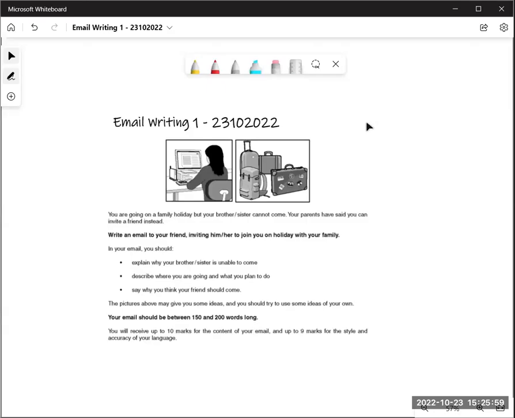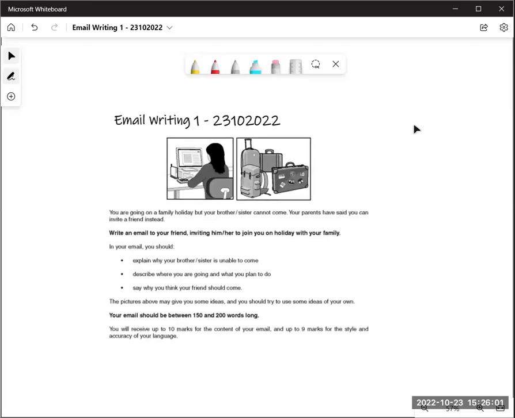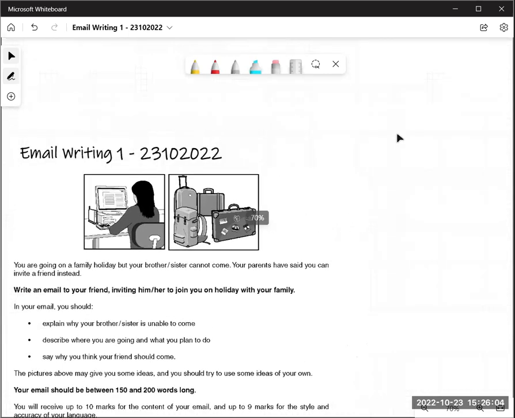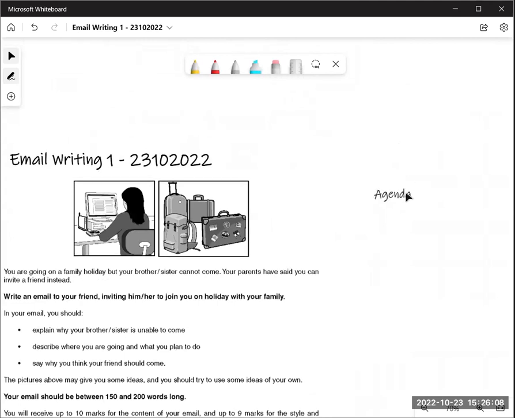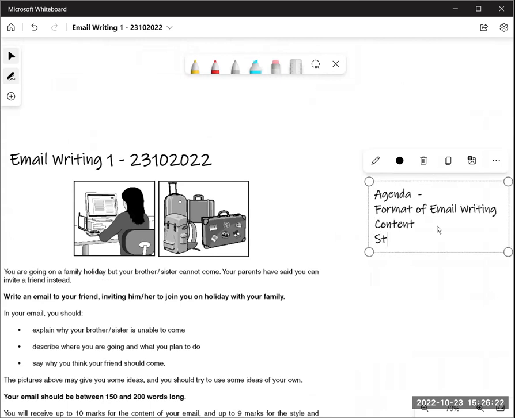We're studying IGCSE English and we're starting email writing one. Today's class, the objective is going to be looking at the format of emails, email writing, content, style, time, and finally, applying, let's just say, partial.